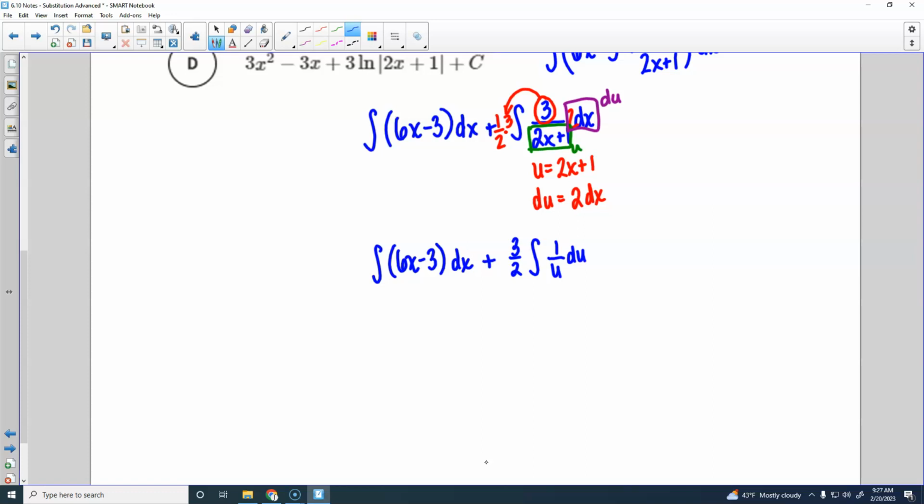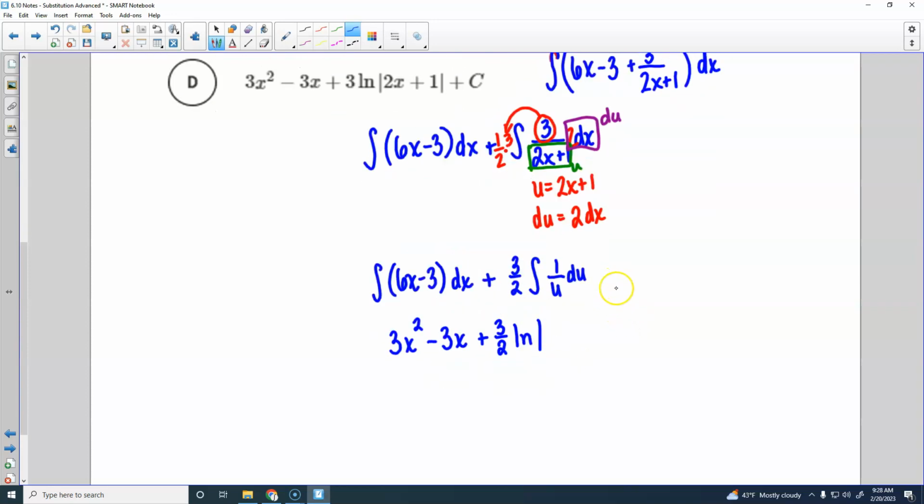What do we get when we integrate 1 over u? Natural log. So we're going to integrate 6x minus 3. That'll be x squared, divided by the 2, you'll get a 3 for your coefficient here, minus 3x, plus 3/2 natural log of the absolute value. I could put the u there, but if you want, you could just plug your u back in, 2x plus 1, to save you a step. And put a plus c on the end.